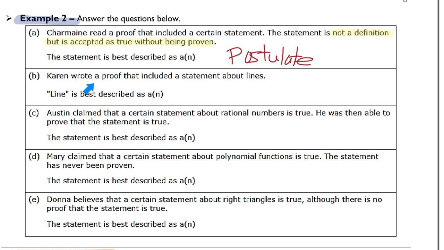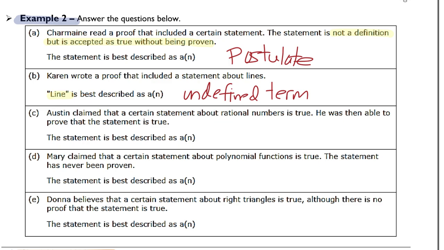Now, Karen wrote a proof that included the statement about the lines. Line is best described as a what? So remember, in our key vocabulary, lines are going to be one of those undefined terms. Undefined term. And again, points, lines, and planes are those very basic undefined terms that we have to start with, that are intuitively true without any definition. We don't have terms to talk about them really, because it's so foundational and basic.